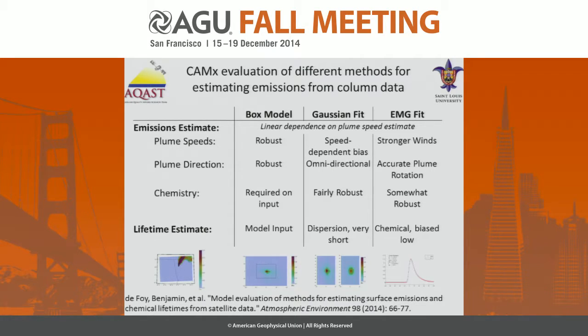From a recent paper that we published in Atmospheric Environment earlier this year, we found that in terms of plume speed and plume direction, you can get pretty good estimates with the box model, which really doesn't care where the plume speed and direction is. It cares about what goes in and what goes out, as well as the Gaussian fit. It doesn't matter which direction the plume is being spread, because it depends on the wind speed; the plume can go in a different direction.